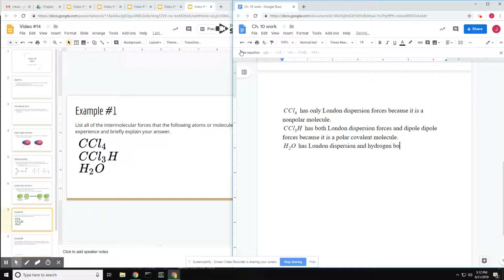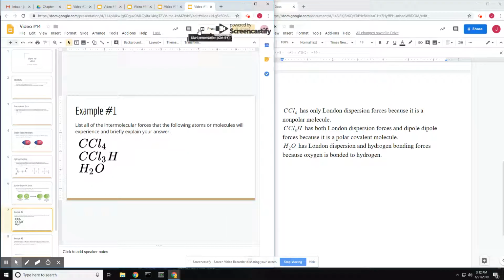And then H2O, we have oxygen directly bonded to hydrogen, and that is pretty much what creates a hydrogen bond. Also, it has electrons, so London dispersion is also there. That being said, the hydrogen bonding is far more important in the case of water than the London dispersion forces are.